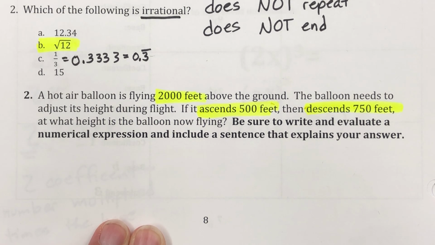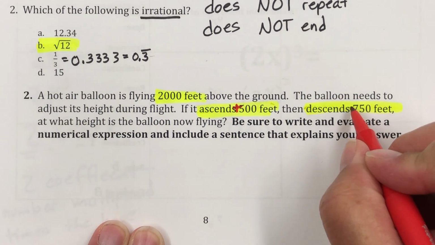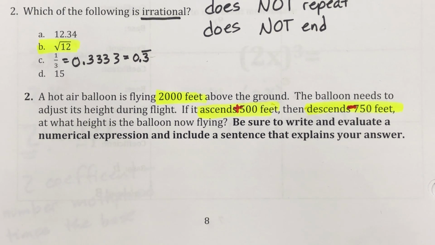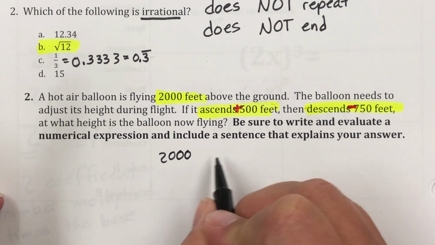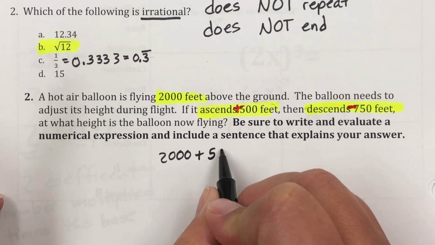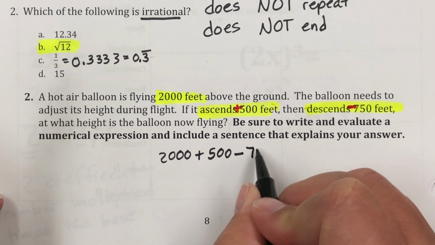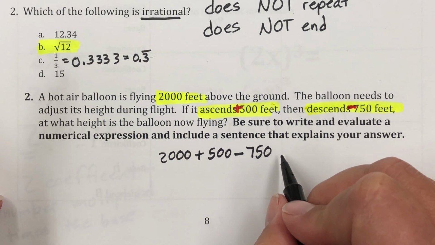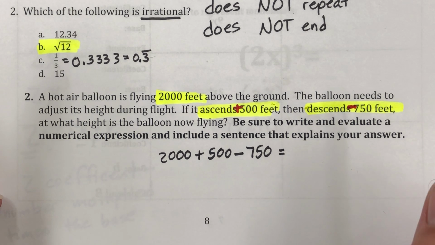So remember, ascend, that's going up. Descend, that is negative, it's going down. So I would write my equation, 2,000 plus the 500 that it ascends minus the 750 that it descends. Grab a calculator if you want. I don't have to because, you know, I'm brilliant. No, I'm not.